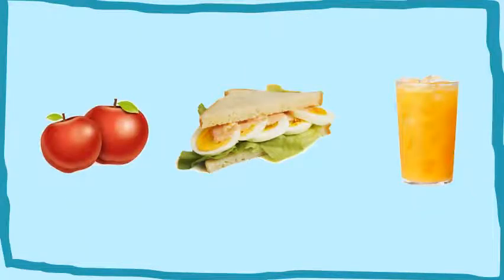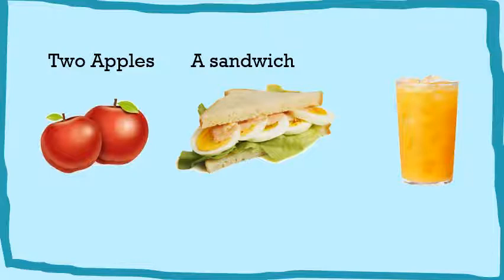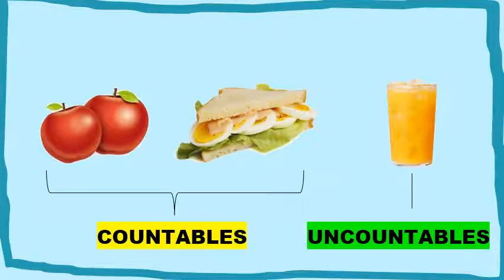Look at that picture. We have 2 apples, a sandwich, and a juice. So can you tell me which one is countable and which one is not countable or uncountable? Yes, 2 apples and a sandwich are considered countables, while the juice is uncountable. Okay? So do you get the picture of what is countables or uncountables?